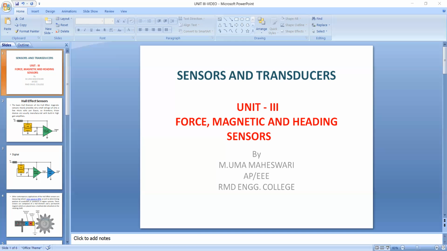This voltage triggers the switch to stop the fluid from coming inside the container. In this way, the Hall effect sensor is used in practical applications.